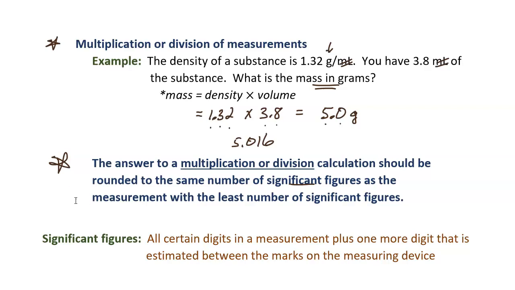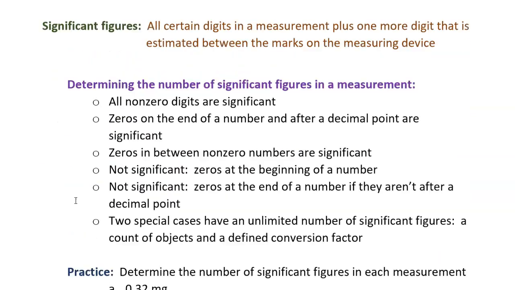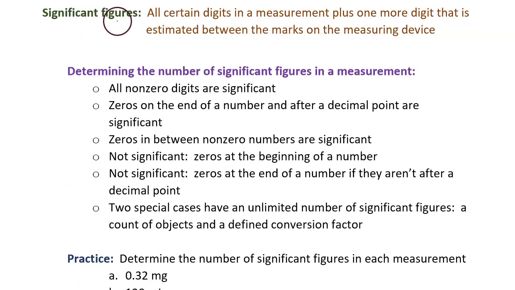You will have noticed that when rounding the answer to an adding problem, you look at the number of digits after the decimal point. But when rounding an answer to a multiplication, you're counting up digits that are called significant figures. So we need to discuss what significant figures are. The significant figures in any measurement are all of the digits that are known for certain plus one more digit that is estimated between the marks on the measuring device.